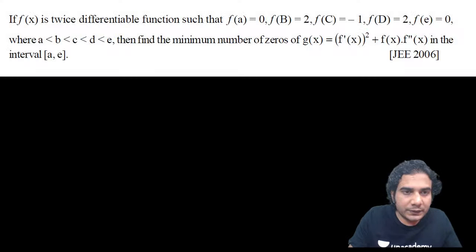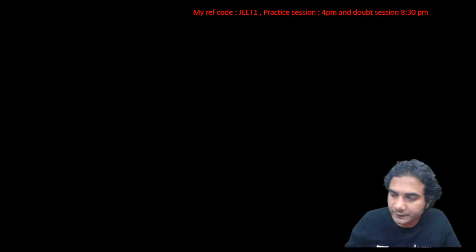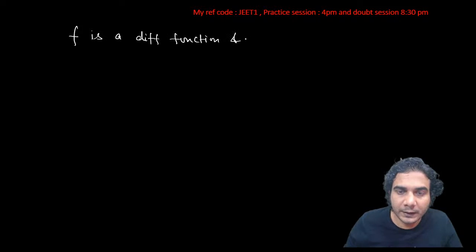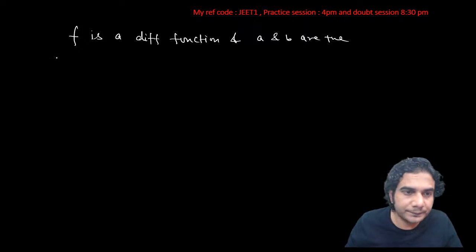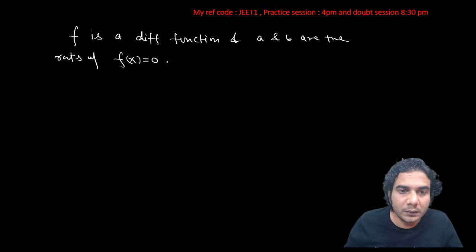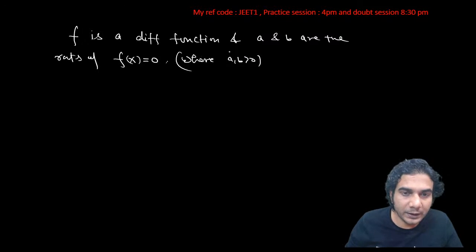Now I have some questions, so I'll give you these questions first. Suppose f is a differentiable function and a and b are the roots of f of x is equal to 0, where a and b are more than 0. This is also given. A and b are more than 0. Then show that.